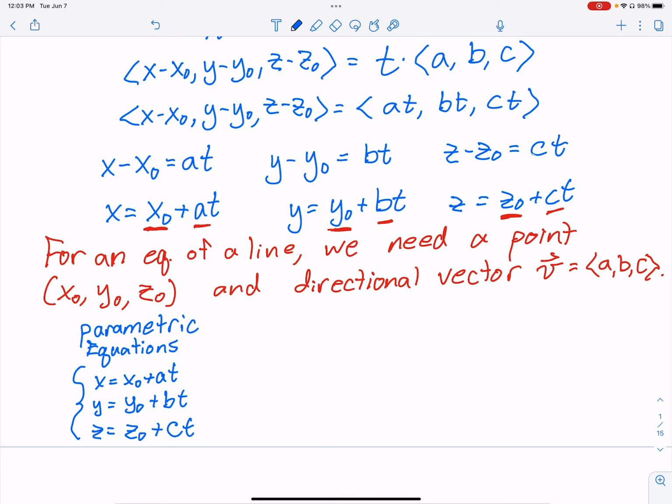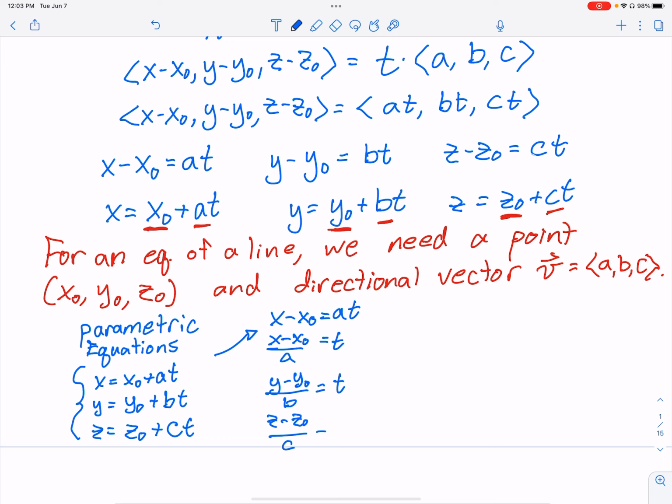Notice that each equation has a t. So if I were to solve each equation for t, I'd have x minus x naught equals At, and then solving for t, I have x minus x naught over A. Also, I could do this for y: y minus y naught over B equals t. And then z minus z naught over C equals t. So since they're all equal to t, we actually can set these equal to each other.